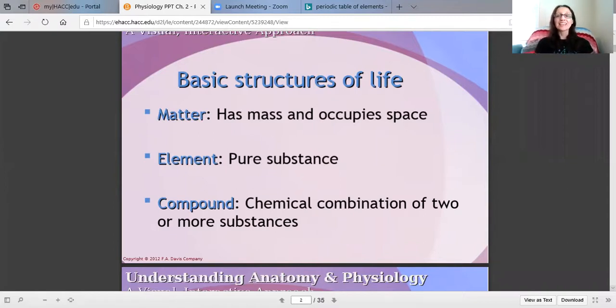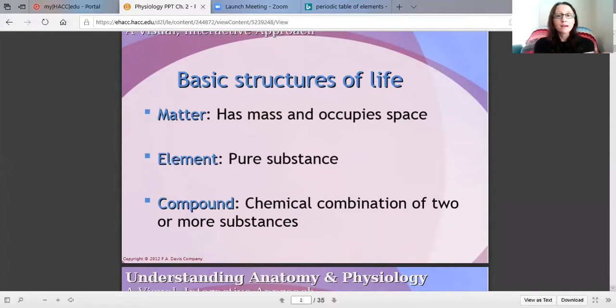Matter is anything that has mass and takes up space. Mass is not necessarily the same thing as weight because weight is relative. Weight is based on gravity, actually. The more gravity, the greater the weight. The less gravity, the less the weight. But the mass of something doesn't change, but the weight can. So mass is not the same thing as weight. So matter is anything that has mass and occupies space.